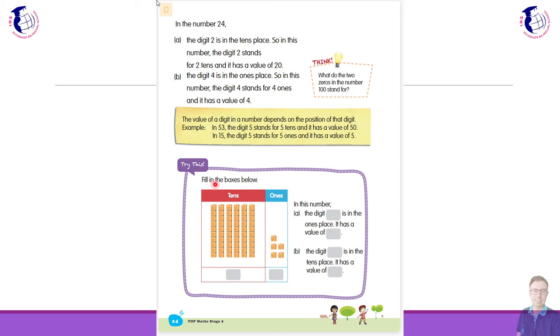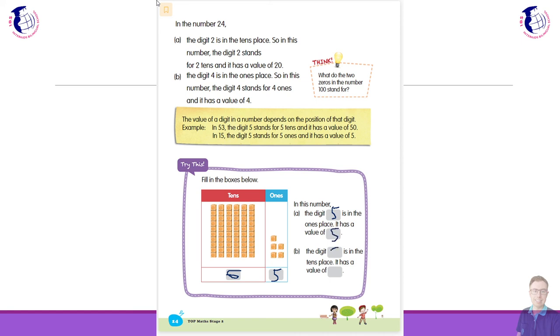Box for you to fill in yourself here. So count the tens, count the ones. Then the digit something is in the ones place. Which digit do you think is in the ones place? So we've got 6 tens there, and 5 ones to make the number 65. So in the ones place is the 5. And because it's just ones, it has a value of 5.